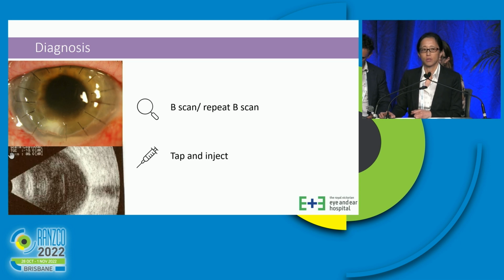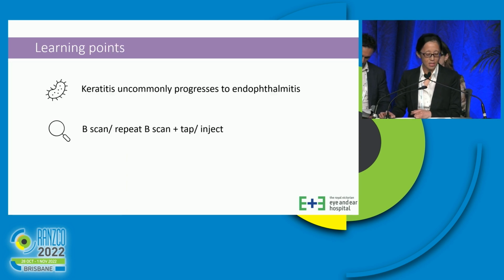For those of you who don't have ready access to a B scan, and I am lucky, both in my public and private practices, I personally do, I think that's when you really need to think about all your risk factors and the likelihood of your patient having endophthalmitis. If you and your patient aren't somewhere where you can easily get access to a B scan, then you do have to consider whether you perform a tap and inject immediately. So that's my second learning point. Do a B scan, repeat the B scan, and consider a tap and inject.